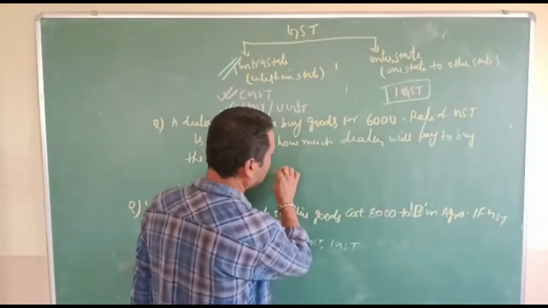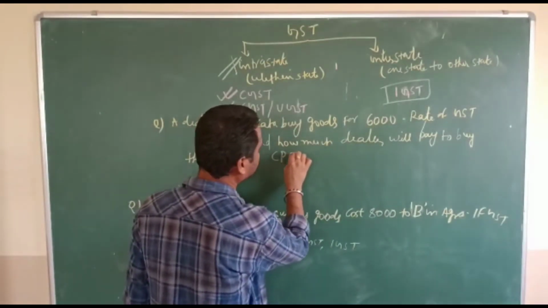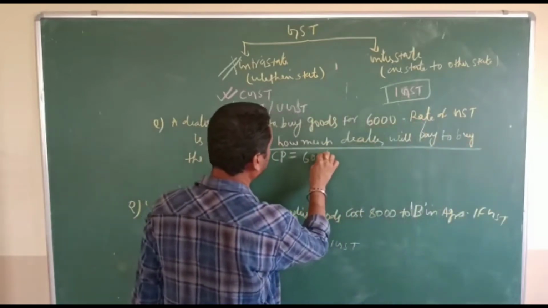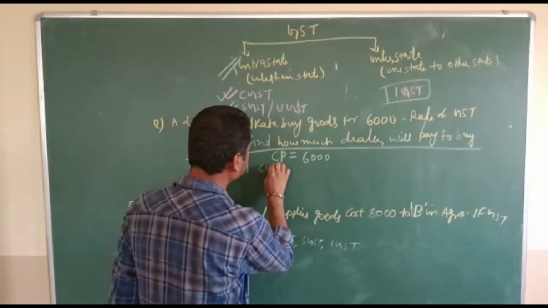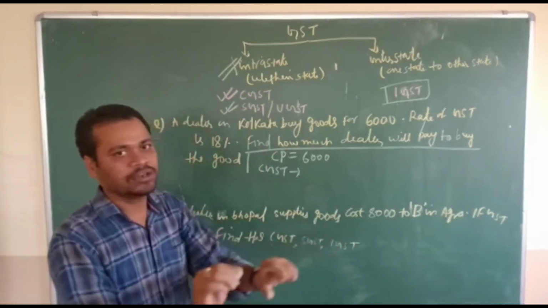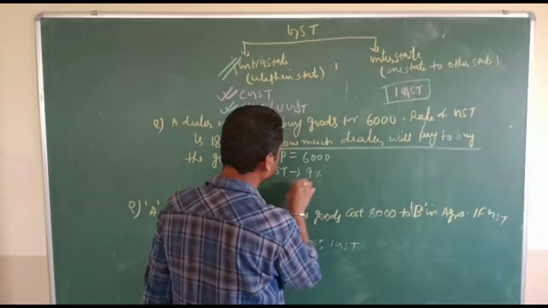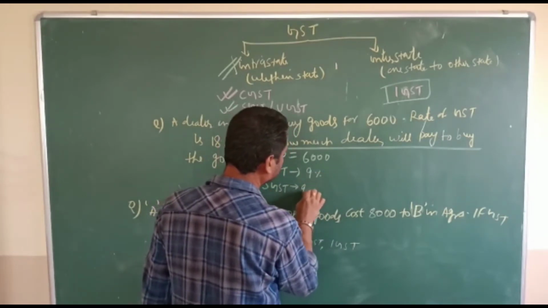So I'll solve the question here. Have a look here. The CP is how much? 6,000. CP is 6,000. For CGST, this 18% will get divided into two equal parts. So for CGST he needs to pay 9%. For SGST he needs to pay 9%. Alright.